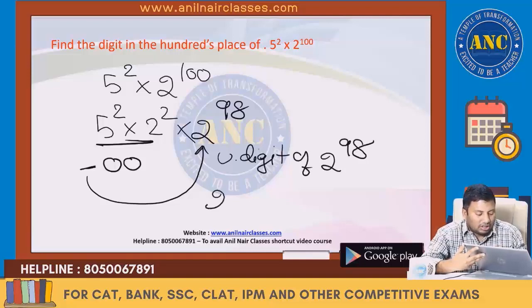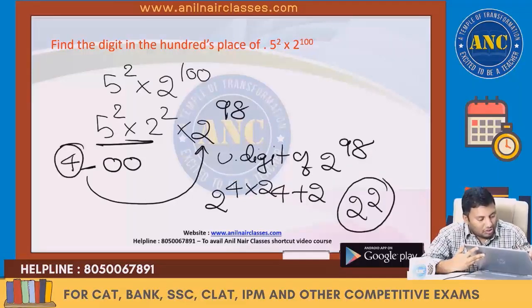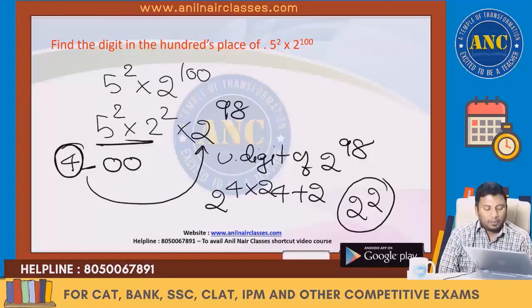So this is nothing but 2 power 4 into 24 plus 2. A power 4k plus 2 is a square, so the answer for this question is 4. I hope it is clear.